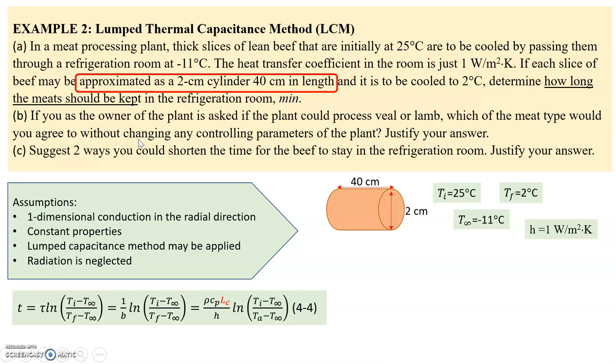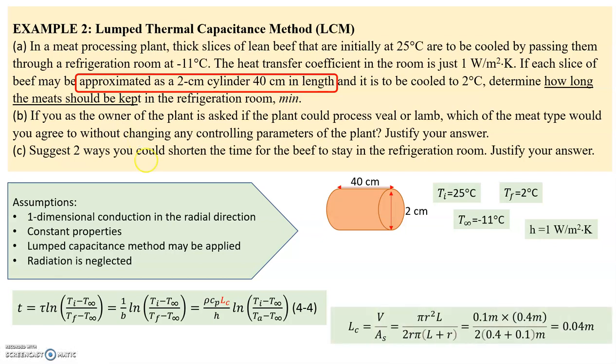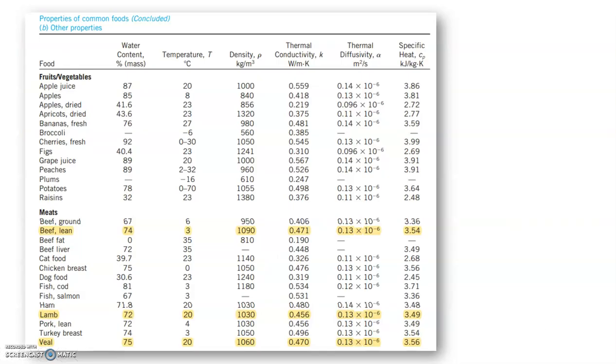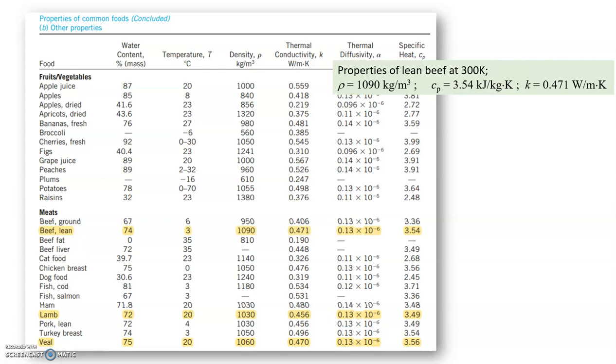There you have your sketch with all the information provided, and you use equation 4.4. First, you have to determine the characteristic length, which I've highlighted in red. You find it to be 0.04 meter. Next, to find the properties of the lean beef. Here, you may find the properties of lean beef, the density, thermal conductivity, specific heat, as well as lamb and veal. You collect the properties of the lean beef at 300 Kelvin because that's the only temperature you can find properties of, no other temperature.